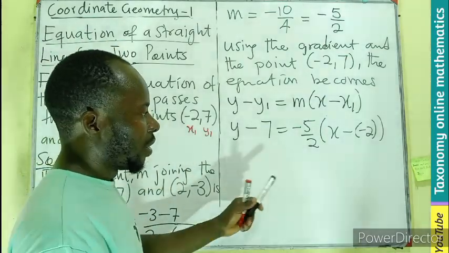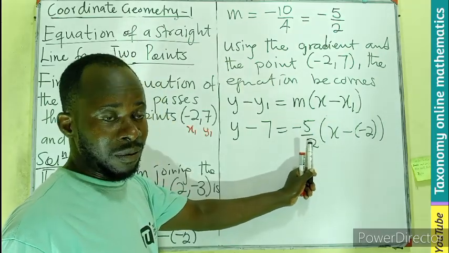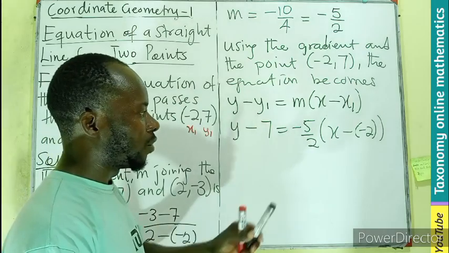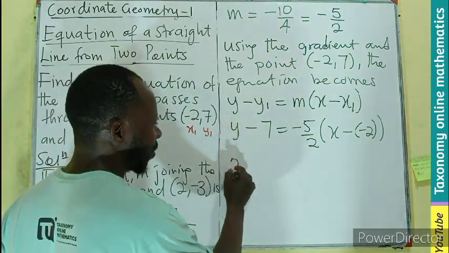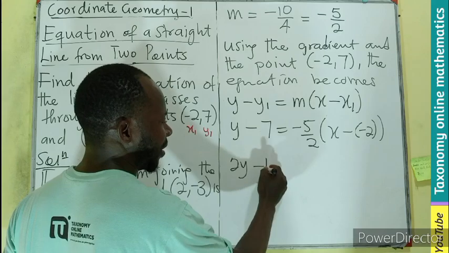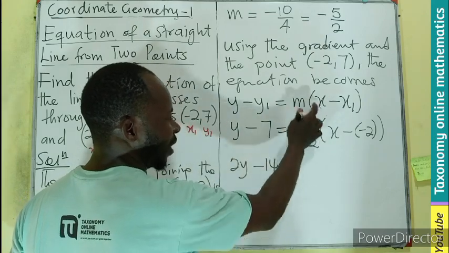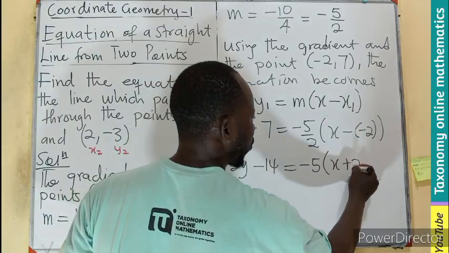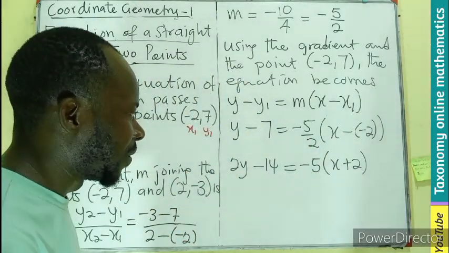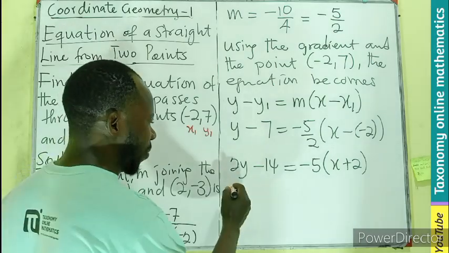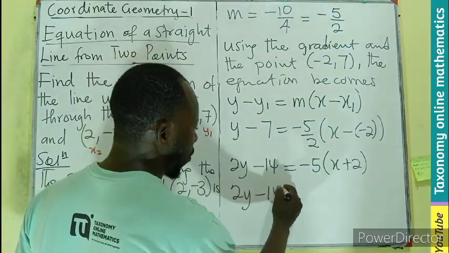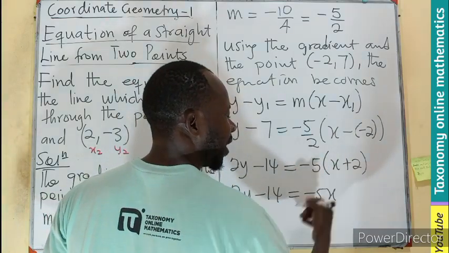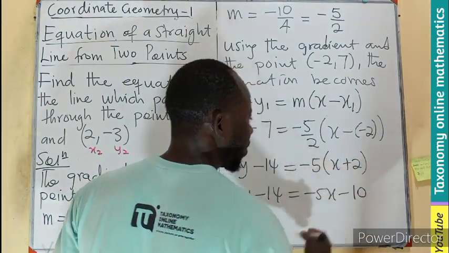The first thing is, we know that this is the LCM of all the fractions. What is over 1? Over 1. So we multiply all the terms by 2. 2 times this will give us 2y. 2 times 7, 14. 2 times this fraction, it will cancel 2, remaining -5 times x plus 2 in that bracket. The next thing is to expand. So I'll be having 2y minus 14 equals -5 times x, -5x, -5 times 2, -10.